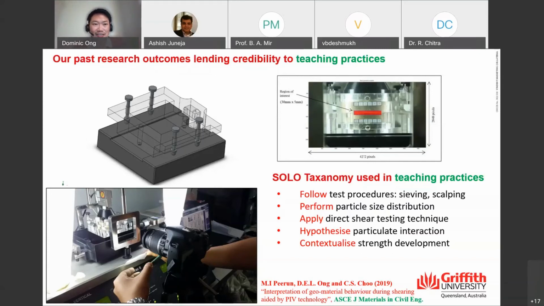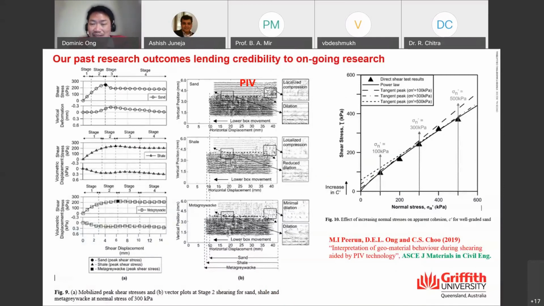So we describe the interaction of the particles and how it relates to the generalized tangential approach that we have been talking about. Do Google that paper, or if you wish, just drop me an email. I can send it to you, or you can find it on my ResearchGate. Just type Dominic Ong ResearchGate Griffith University. You should be able to see a lot of my publications there that you can download.